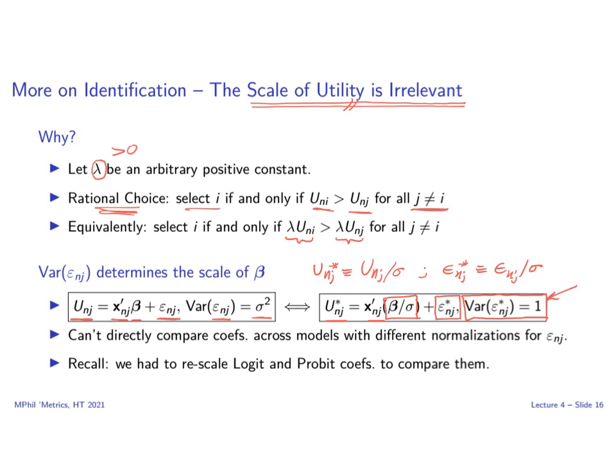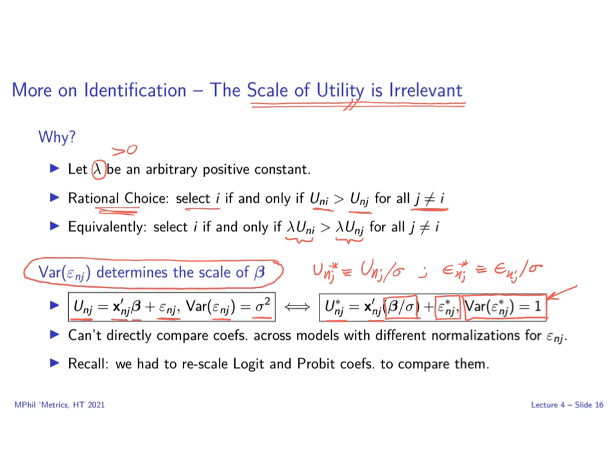Because the scale of utility has no effect on Alice's choices, there's no way for us to tell these two models apart given the data that we observe. This means that we cannot identify the scale of the parameter vector beta separately from the variance of the error term. Another way of saying this is that the error variance determines the scale of the coefficient vector.